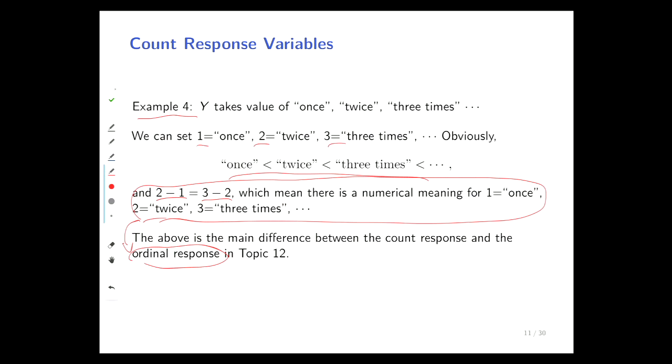So the difference in the count response actually has some meaning. In this case, we cannot use the ordinal response regression to fit the data, because the ordinal response regression model does not have this meaning for the difference. So that's the difference between the count response and the ordinal response. Any questions for that?